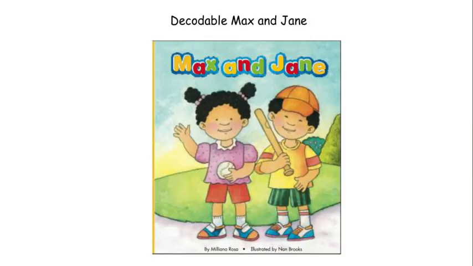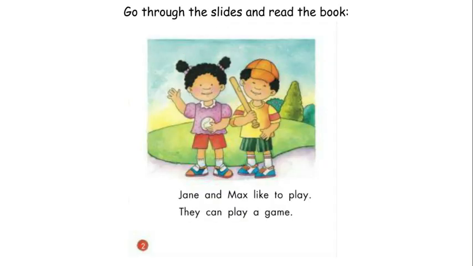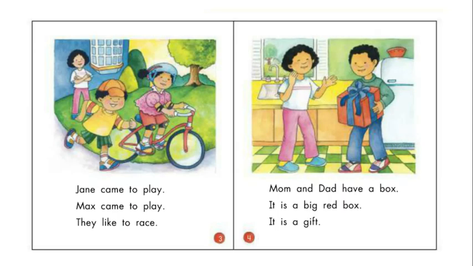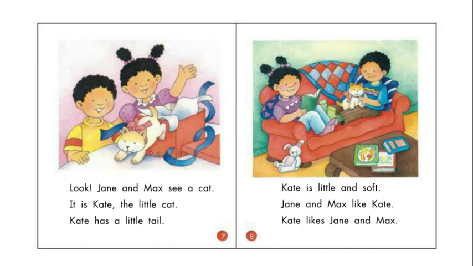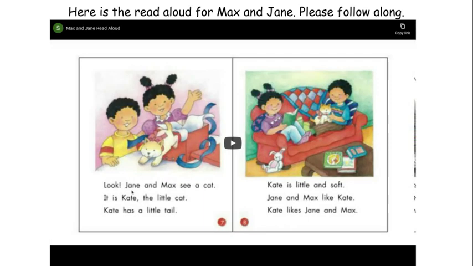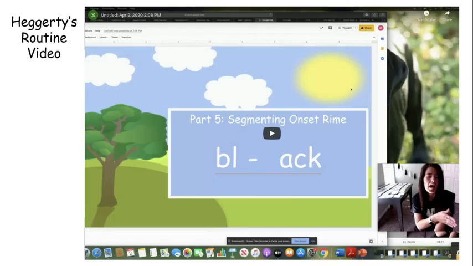The Decodable, Max and Jane. The read aloud for Max and Jane, which if you're watching this on YouTube, first listen to it on mute, and you might have to pause some of the pages and then listen to it. The Haggerty's routine.